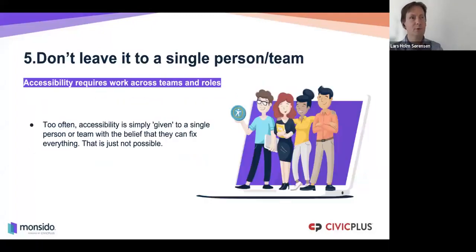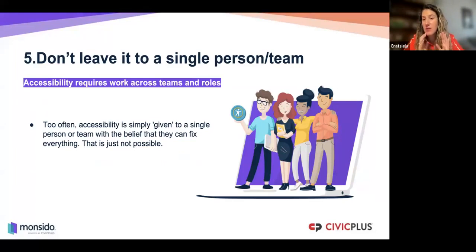Yeah, let's go to the next one. And number 5, just don't leave it as a single person or a single team to handle accessibility in your organization.